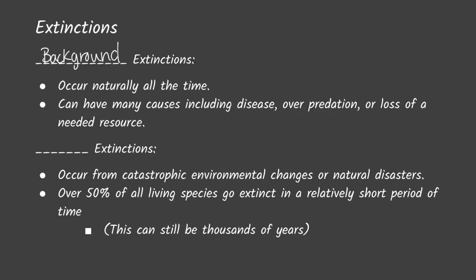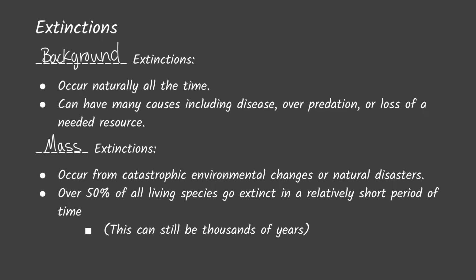The other much more rare type of extinction is a mass extinction. And mass extinctions occur from catastrophic environmental changes or natural disasters. I think the mass extinction that everyone tends to know about is the death of the dinosaurs 65 million years ago from that meteor that impacted near the Gulf of Mexico in Chicxulub. So we kind of all tend to know about that one, but that's actually one of the smallest of the 5 mass extinctions that have ever happened.